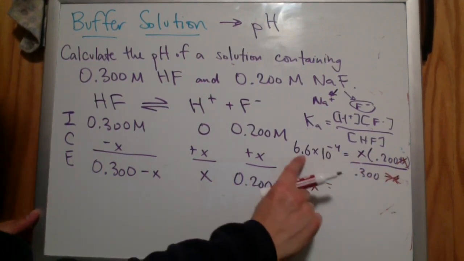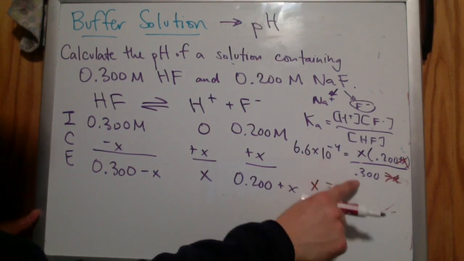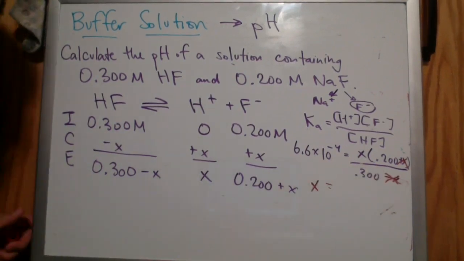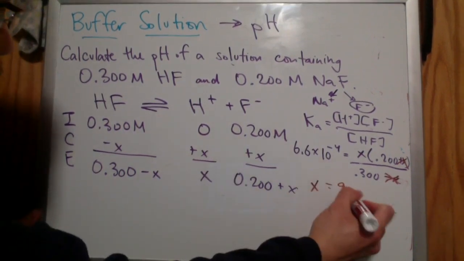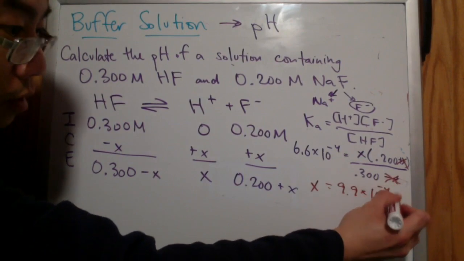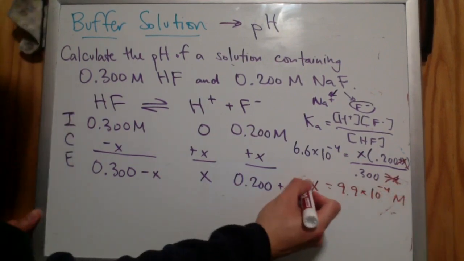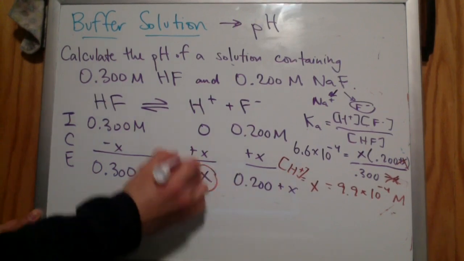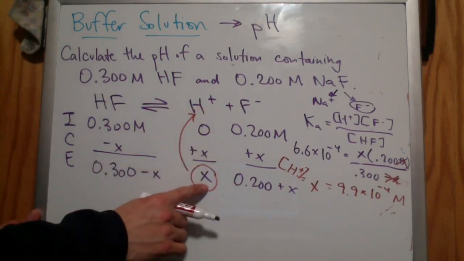So if we go ahead and take 6.6 times 10 to the negative fourth times 0.3 divided by 0.2, we get x equals 9.9 times 10 to the negative fourth molar. And then this would equal the H plus, because that's what we solved for here.